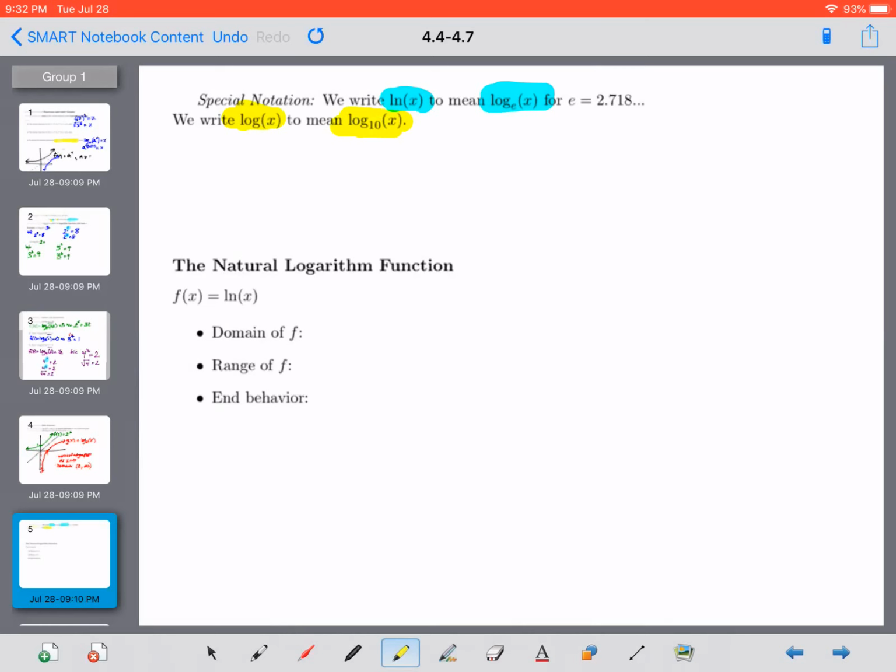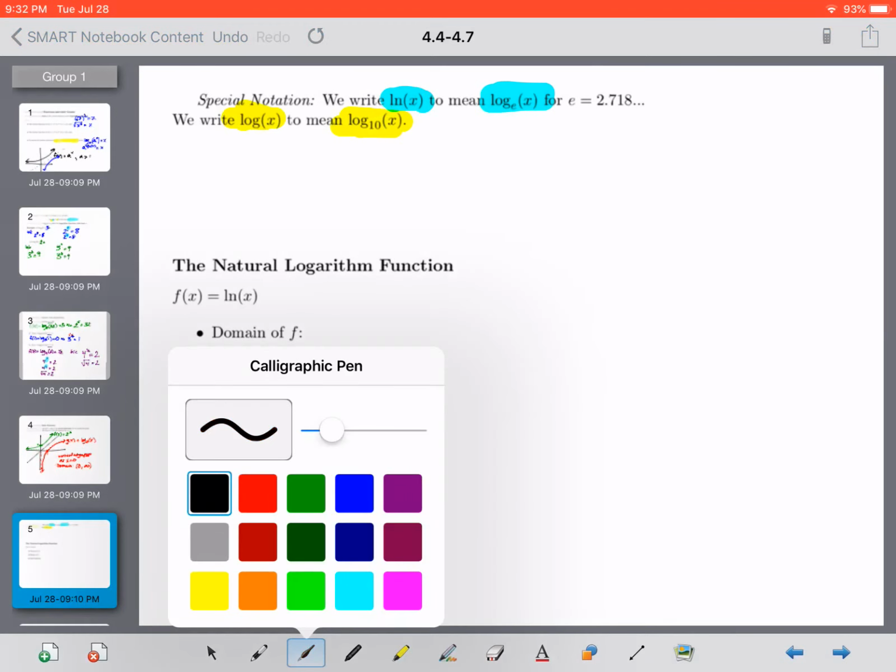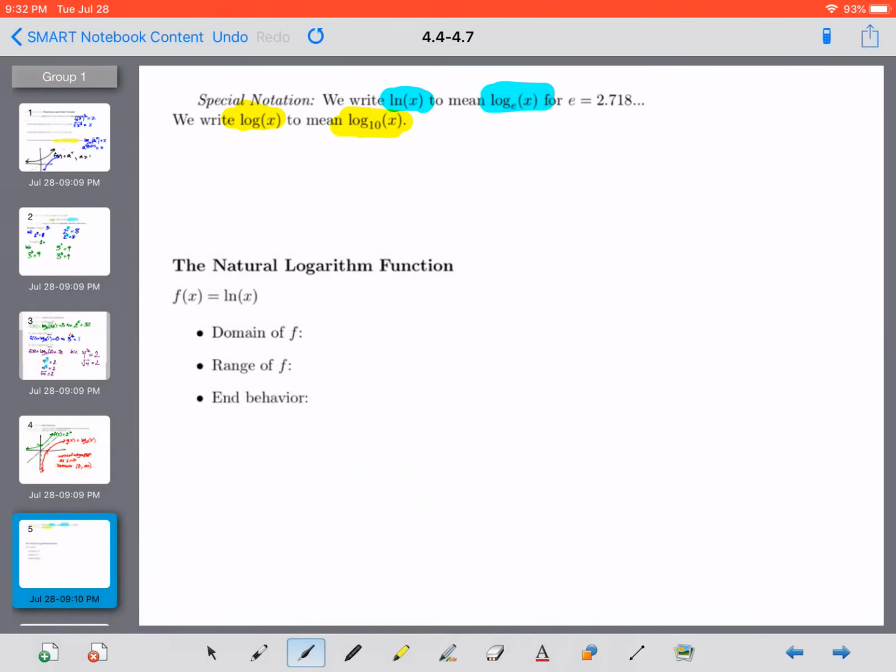Alright, now, just like e to the x was a really important function to us in calculus, ln of x is going to be really important because it's the inverse of the function, call it g of x, which is e to the x. Because this is log base e of x, so the inverse would be e to the x.